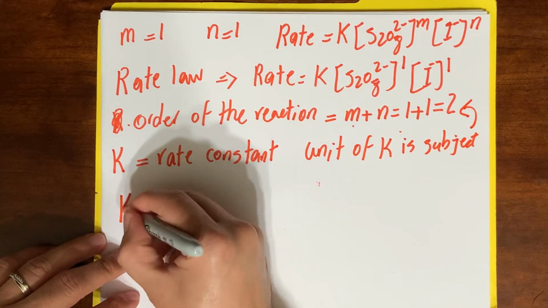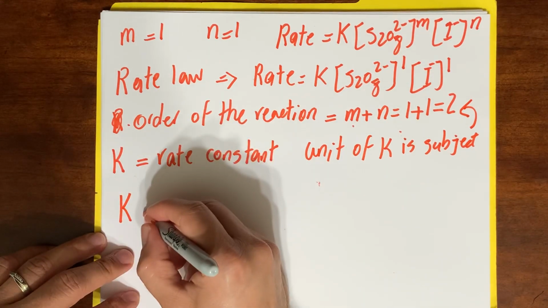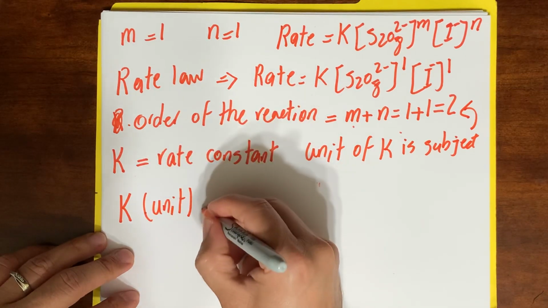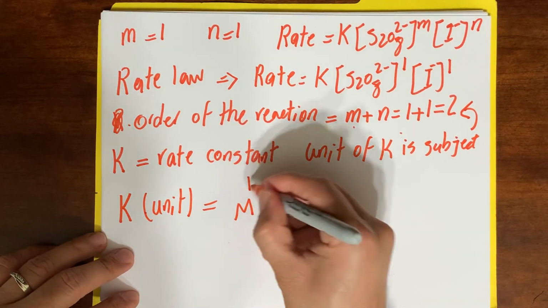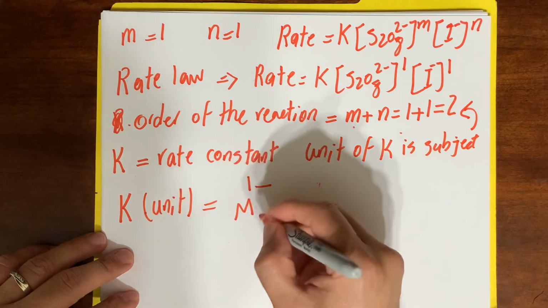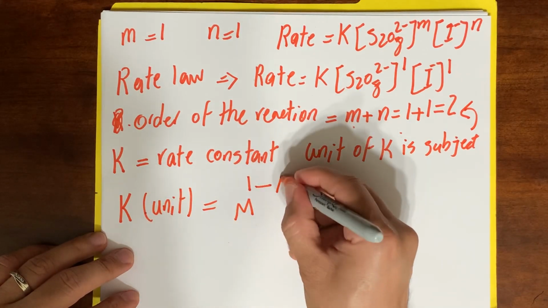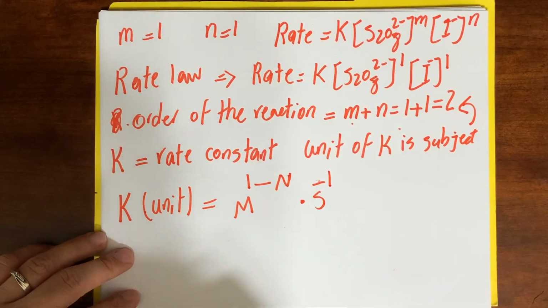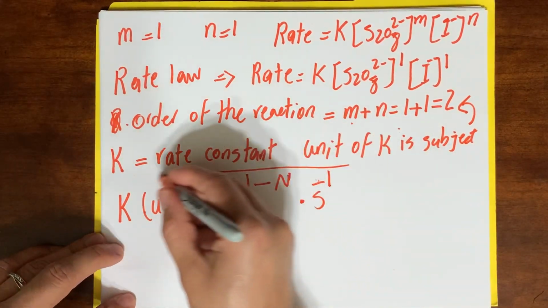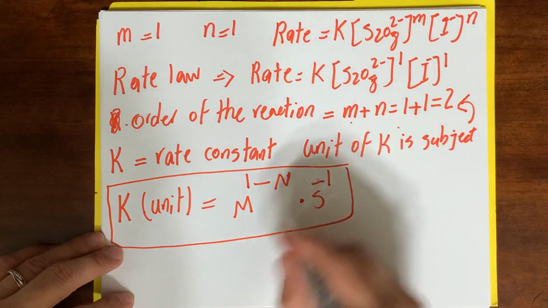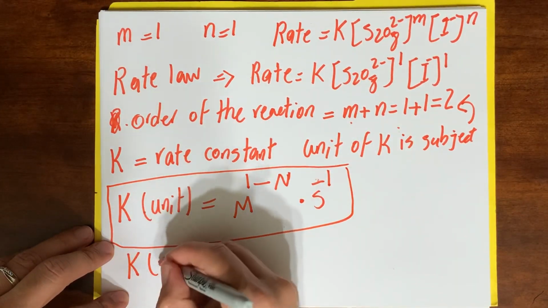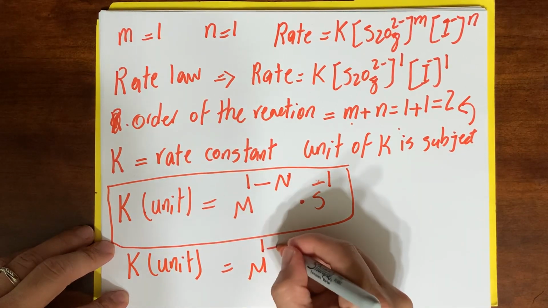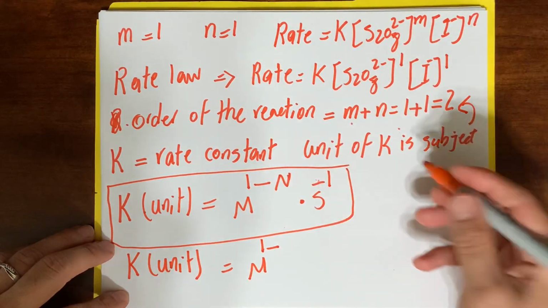You go with this formula for k. The unit for k will be equal to M to the power of 1 minus n, I will tell you what n is, multiplied by s minus 1. Use this formula to get the unit of k. So the unit for k will be M to the power of 1 minus n. What's the n? n is the order of the reaction.